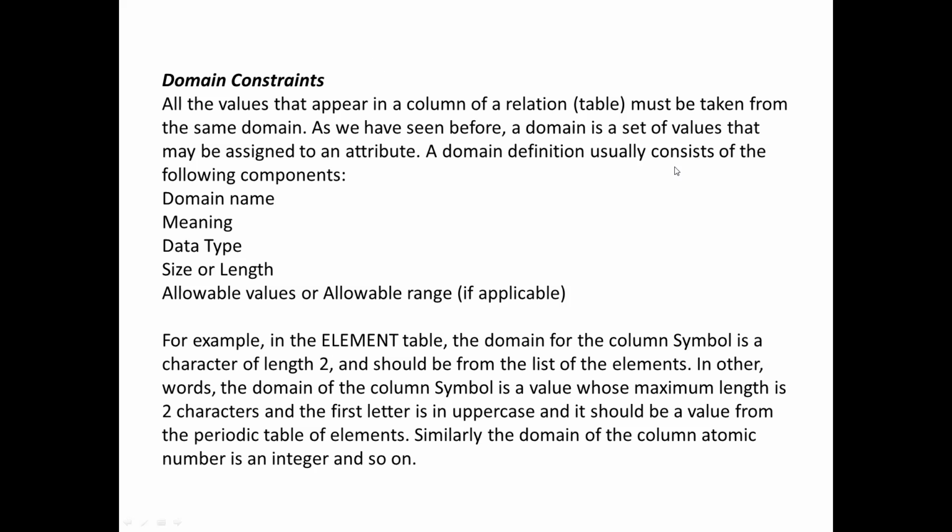As we have seen before, a domain is a set of values that may be assigned to an attribute. A domain definition usually consists of the following components: domain name, data type, size or length, and allowable values or allowable range if applicable. For example, in the element table, the domain for the column symbol is a character of length 2. So a domain definition always consists of components. The length of the symbol should be 2. Such are the constraints, and it should be from the list of the elements, right?